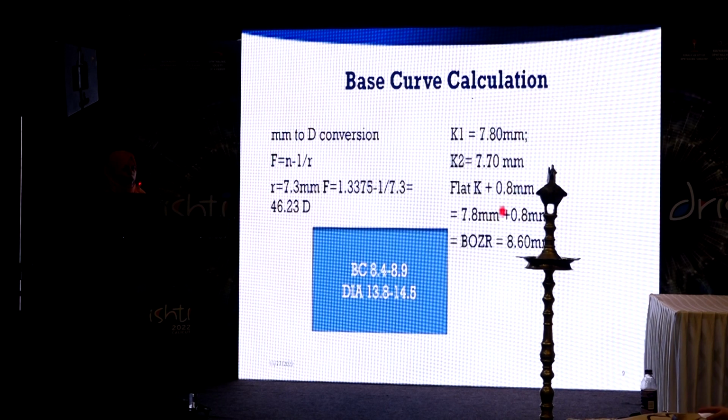With that flat K we have to add 0.8. It ranges from 0.6 to 1. So if we add flat K plus 0.8, we will be getting the base curve as 8.6. Also the base curve ranges from 8.4 to 8.9 and diameter 13.8 to 14.5. This is a range which is sold. It depends upon the company.